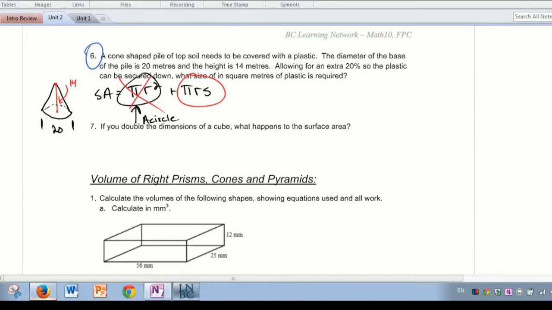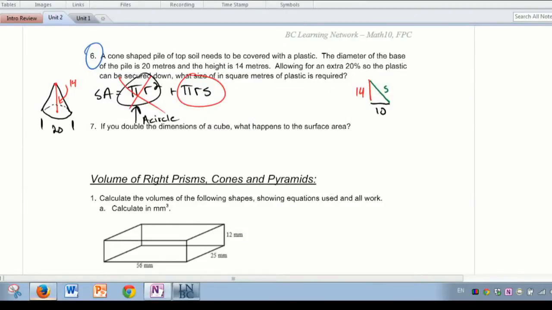So let's just go through this real quick. I'm going to draw this picture again to figure out my slant height. So I know I have my height. The slant height is the s, which I'm trying to find. And then I have the base, which is going to be 10. The height should be 14. And I'm going to find this.